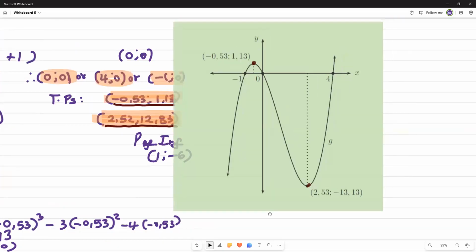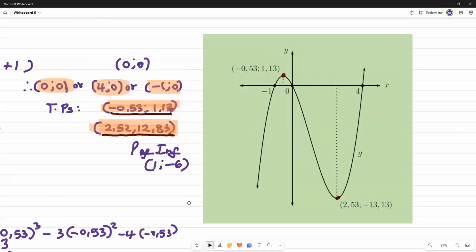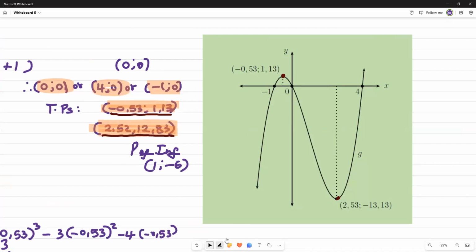So here we're going to have this. This is our second turning point. And then it's a negative though, sharp. And then our first x-intercept is (0, 0), which is also the y-intercept. So it's fine. And then we have (4, 0), which is there. And then we have (negative 1, 0), which is there, right? And then you join them nicely like this, you see?